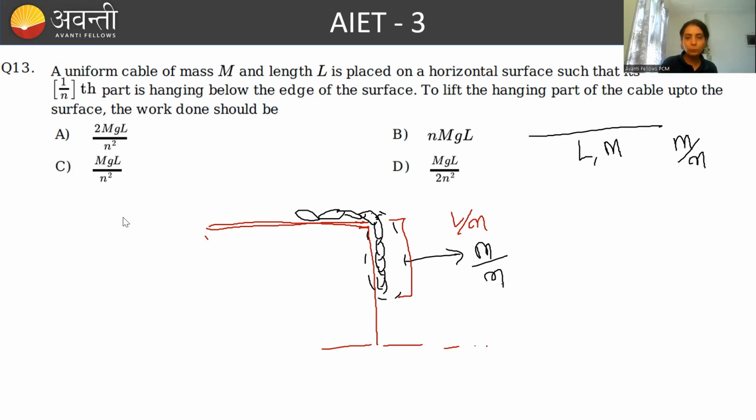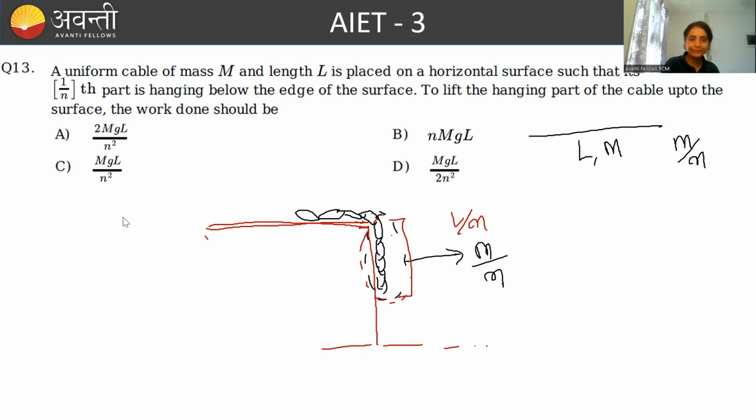Now if we have to put this part back on the horizontal surface, how much work do we need to do? For that we need to see how much energy it has in this position right now, when its 1 by nth part is hanging, and when this hanging part is put back on the horizontal surface, what energy it is going to lose. So here, if some mass is hanging at some height, it will have potential energy, right?